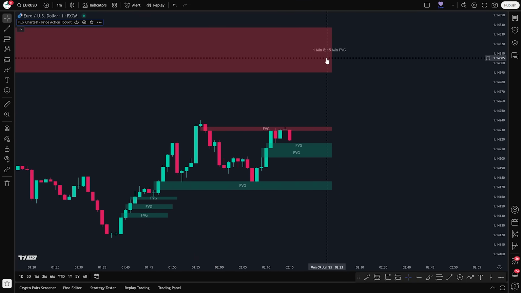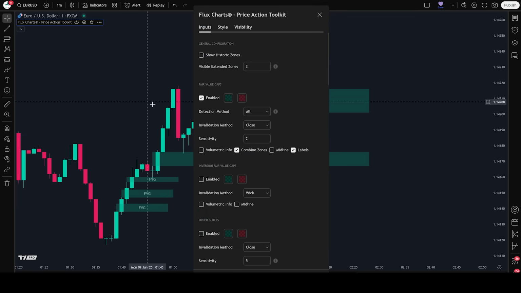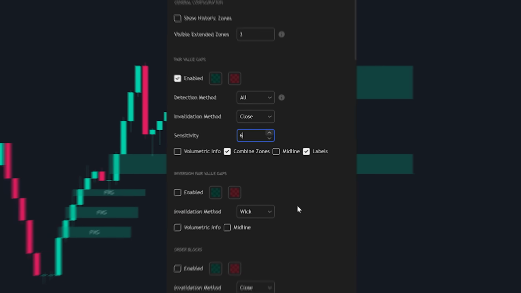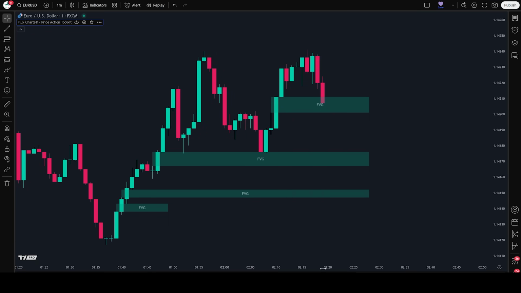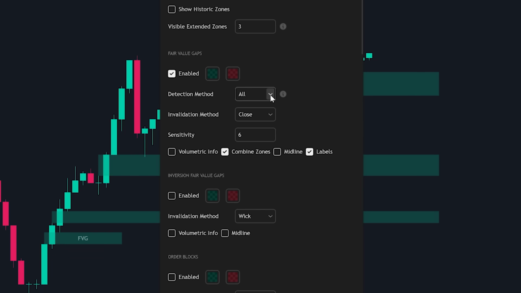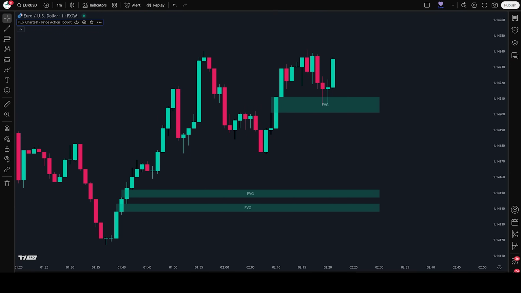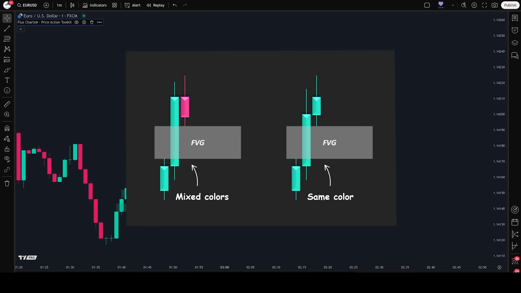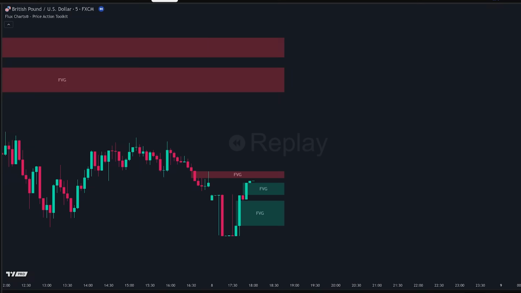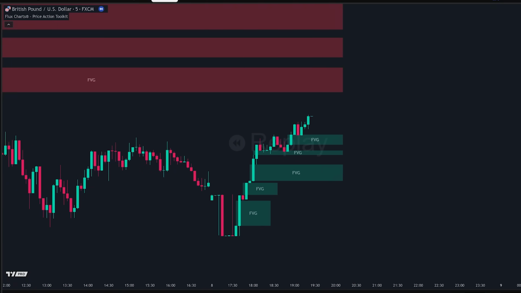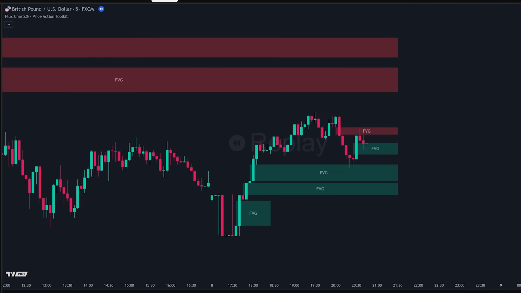So here we are on the 1-minute chart, but I can also observe the 15-minute fair value gaps as well. I also noticed that in the Settings tab, increasing the sensitivity filters out smaller gaps and only shows the larger ones. There's another option that lets you choose between detecting FVGs formed by candles of the same color or mixed colors. If you select same color, it filters out the FVGs formed with mixed candles, which might be helpful for backtesting. Overall, the indicator does a solid job of automatically identifying fair value gaps on the chart.